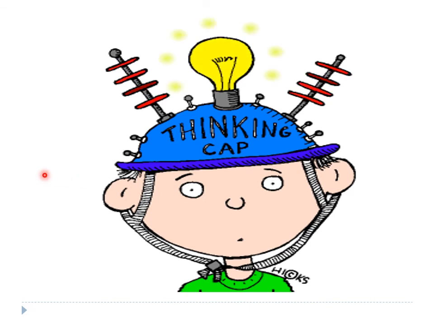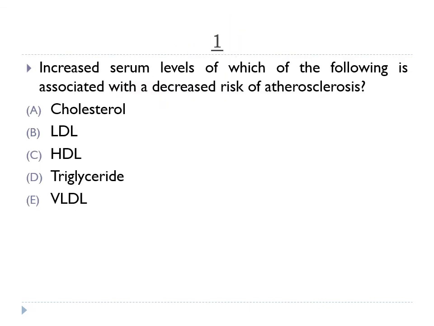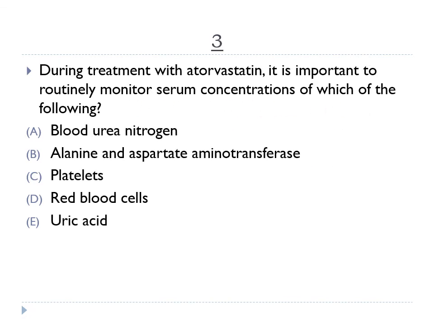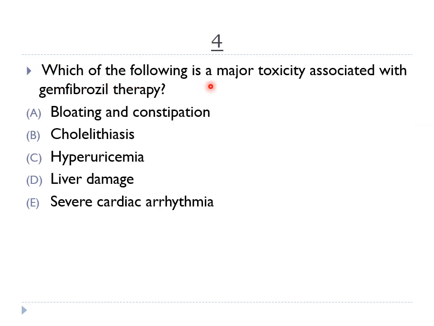Now it's the quiz time. You have to write down the question number and their answers. You don't have to write down the statements, okay? Increased serum levels of which of the following is associated with decreased risk of atherosclerosis? If the patient has a history of gout, which of the following drugs is most likely to exacerbate this condition? During treatment with atorvastatin, it is important to routinely monitor serum concentrations of which of the following? Which of the following is a major toxicity associated with gemfibrozil therapy?